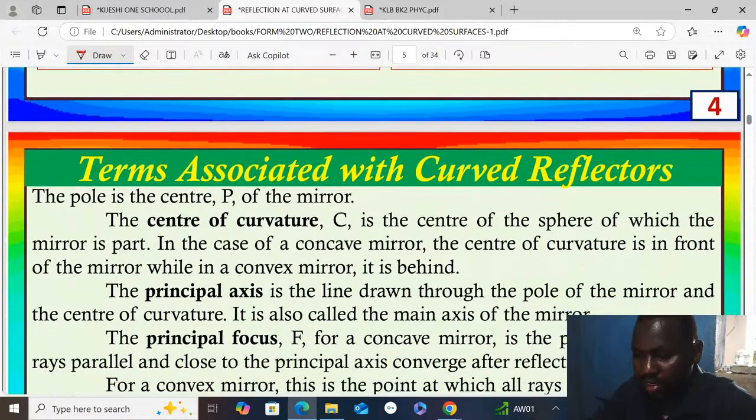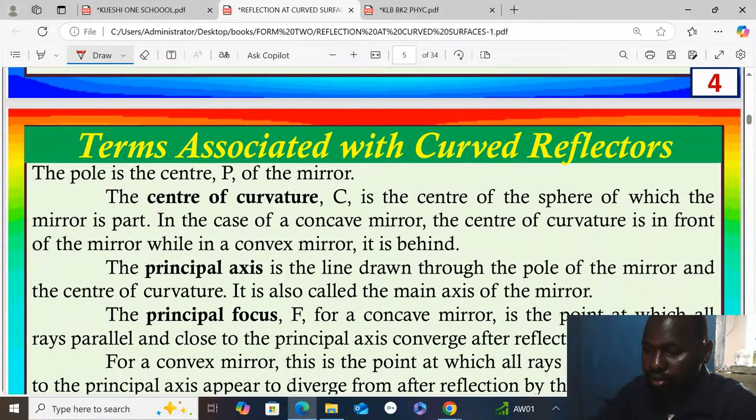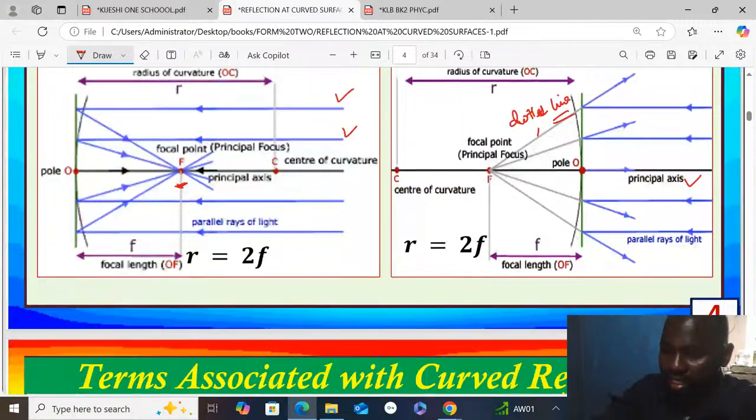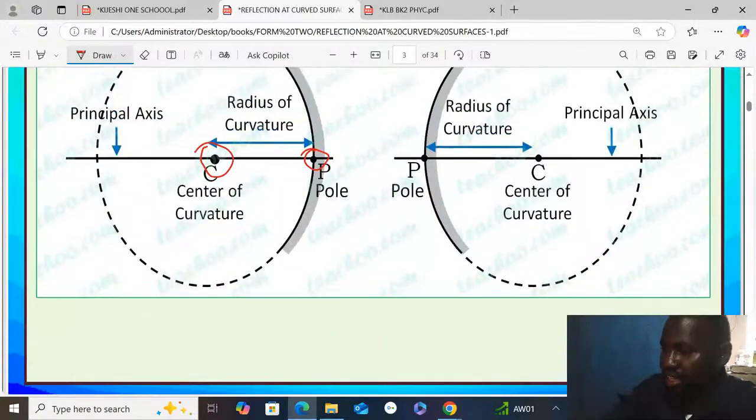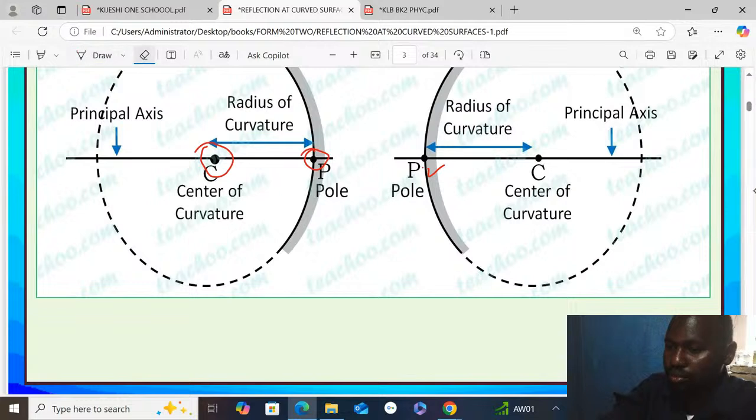We have the pole, which is the center of the mirror, P. So where is it placed? It is here. You're going to have a better view. Then it is this part, P, and then it is that one.